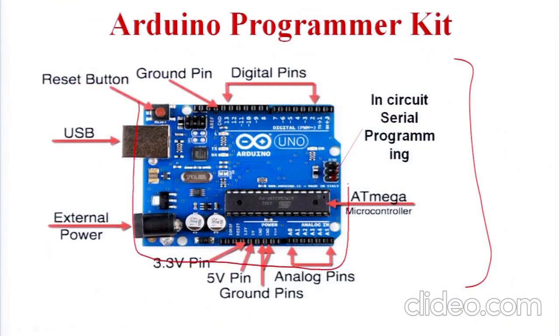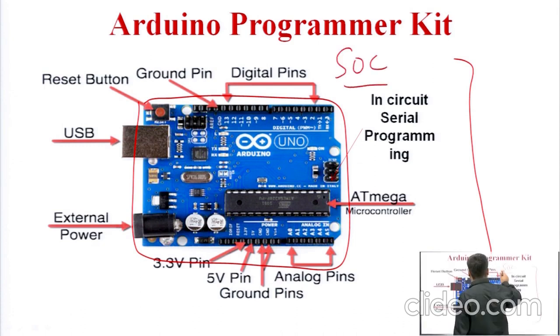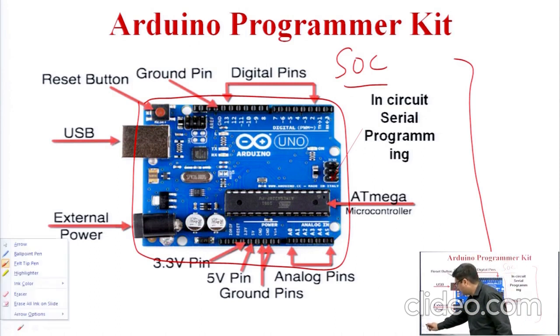Arduino circuit board. This is the microcontroller. All the components we are talking about are integrated in the same chip, so it is called SoC, system on chip. What is the meaning of system? That is a computer. In a computer, there are three things: processor, input output devices, and a memory. So all the things are available on the same chip. In case of Arduino, that's why it is called system on chip.